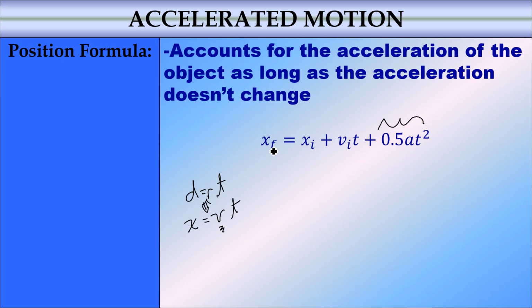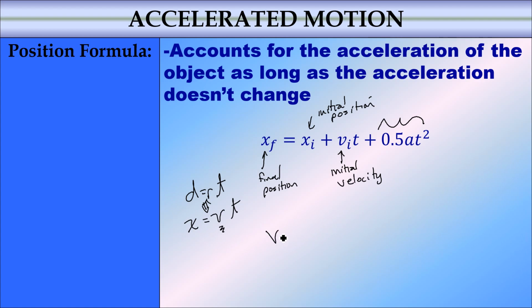Again, little f means final, little i means initial, and we're using x to mean position. So we have essentially right here our final position is going to equal our initial position, and then we add that to our initial velocity. And since it is accelerated motion, that velocity will be changing. So our initial velocity will not be the same as our final velocity.